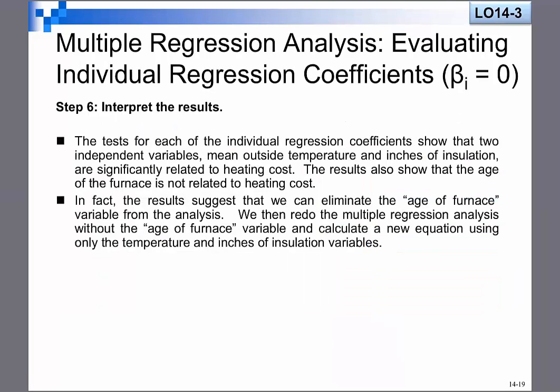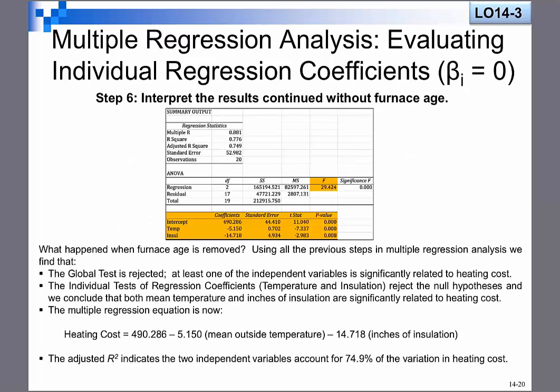Interpret the results. The test for each of the individual regression coefficients show that 2 independent variables, mean outside temp and inches of insulation, are statistically significant. One of them is not, and that was age. In fact, the results suggest that we can eliminate age of furnace from the analysis. We then redo the multiple regression analysis without the age of furnace, because it's not stat sig. And if that's the case, we rerun the regression with just temperature and insulation.